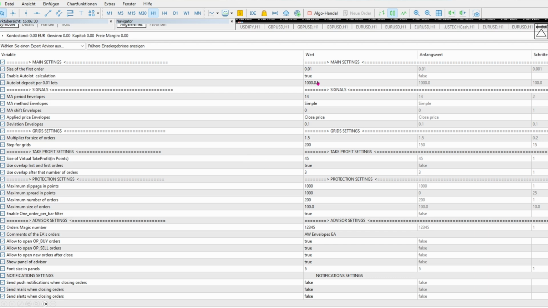I tested everything with a setting of 10,000 per 0.01 lot. This means you might want to use a cent account, which you can also get at RoboForex.